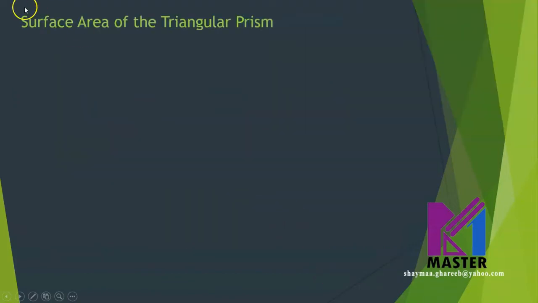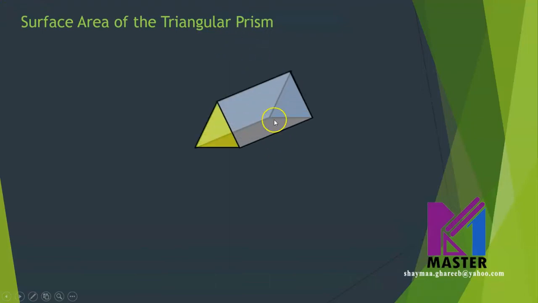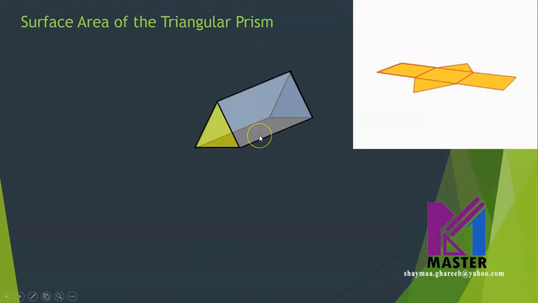Now, let's talk about surface area of a triangular prism. This is a triangular prism. We know how it looks when we unfold it. Its net has 3 rectangles and 2 triangles, as you can see. Let's see how we can fold them to form the triangular prism.